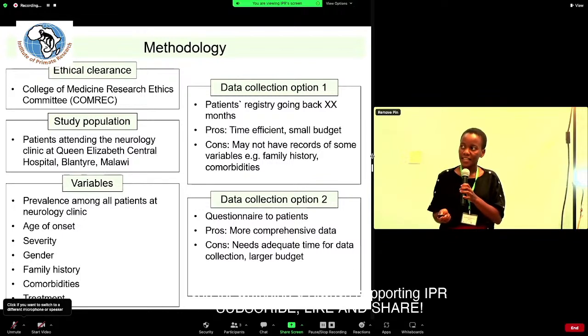The second option, which would allow us to cover all the variables, would be the use of questionnaires, recruiting patients presenting at the clinic and administering questionnaires. So we get more comprehensive data. The cons: it would need more time for data collection and a moderately larger budget than the first option.